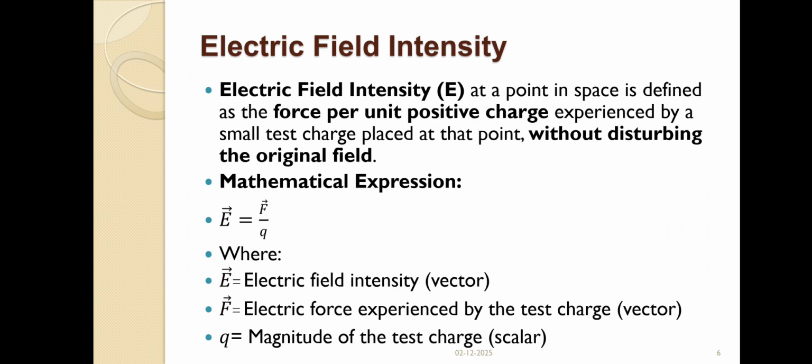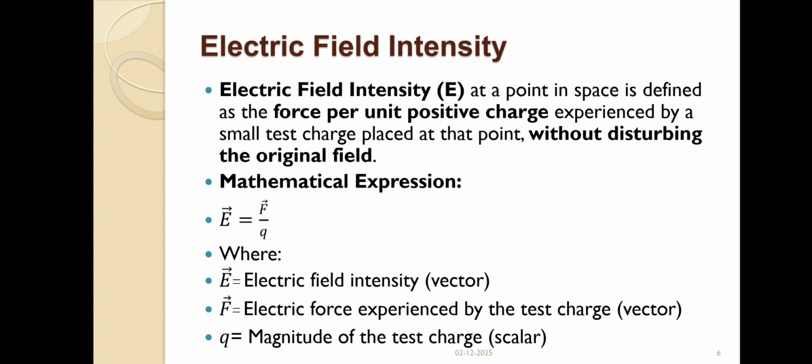The total electric field is equal to E1 plus E2 plus E3. E1 is the electric field due to charge 1, similarly E2 is the electric field due to charge 2, and E3 is the electric field due to charge 3. By adding all the charges, we get the total electric field in any space.